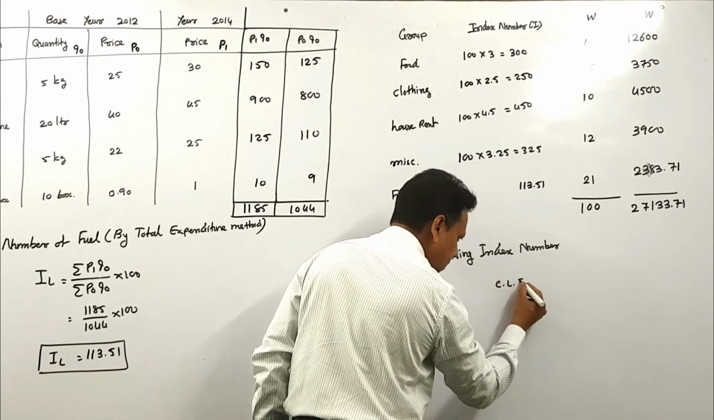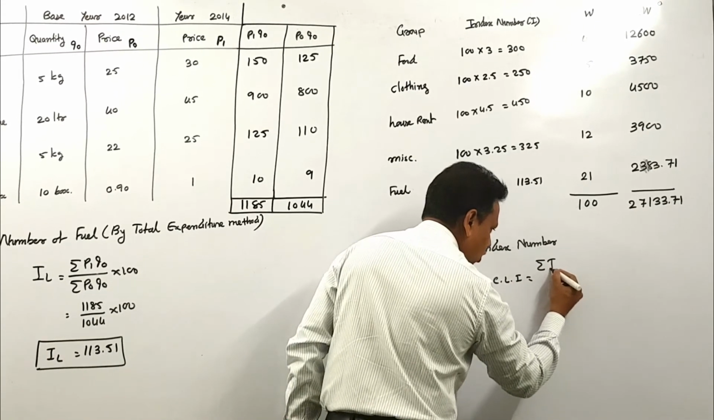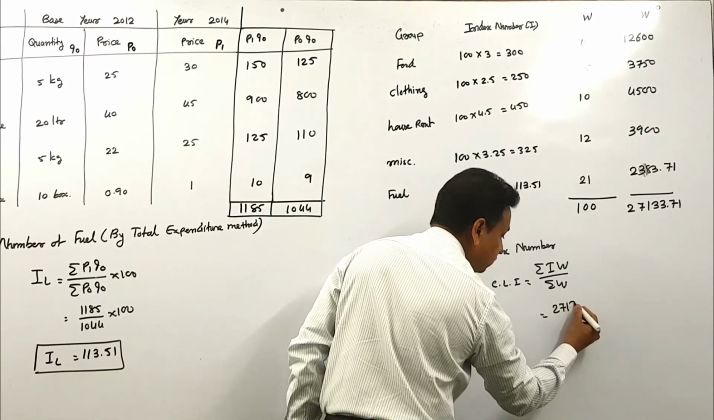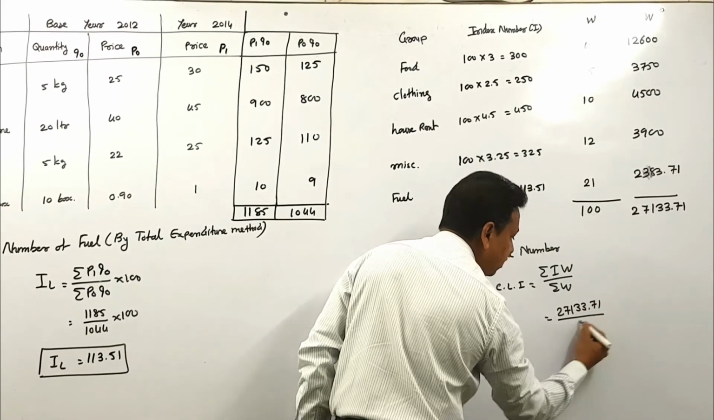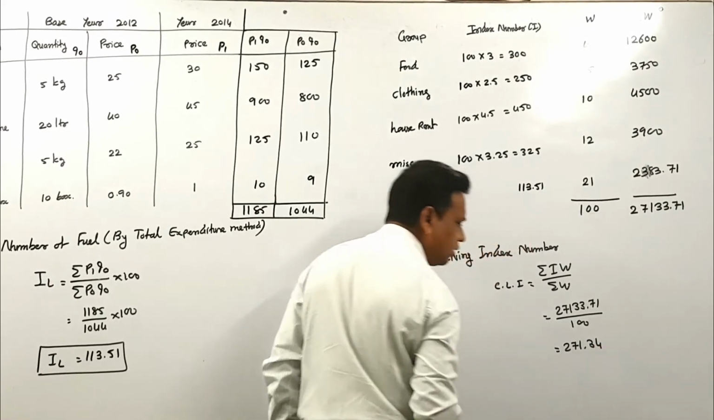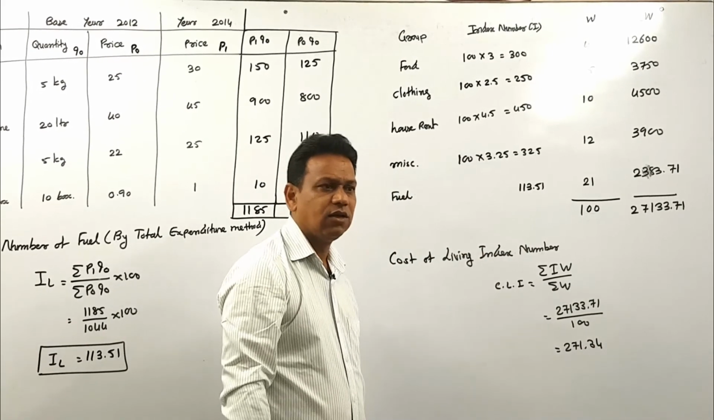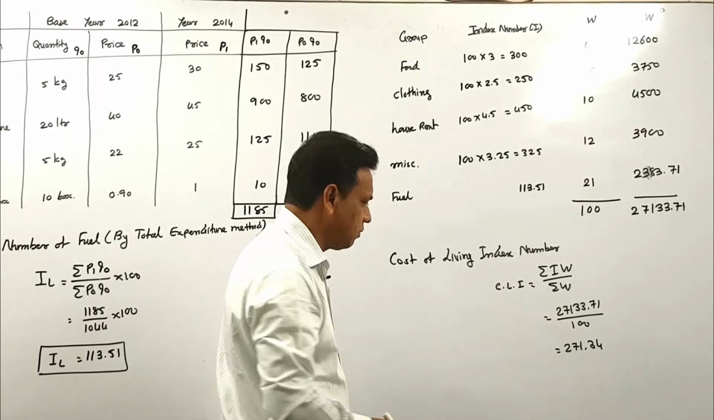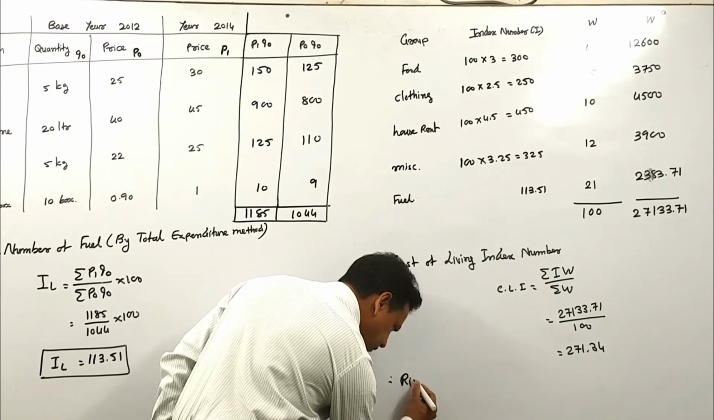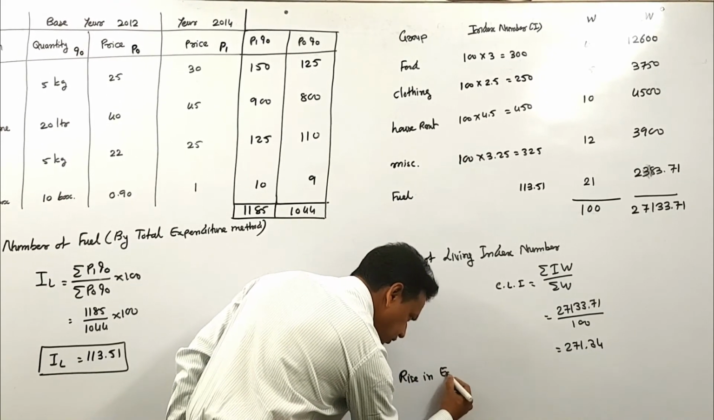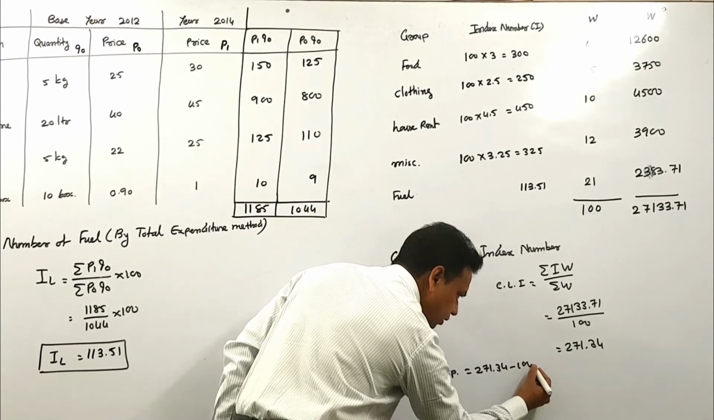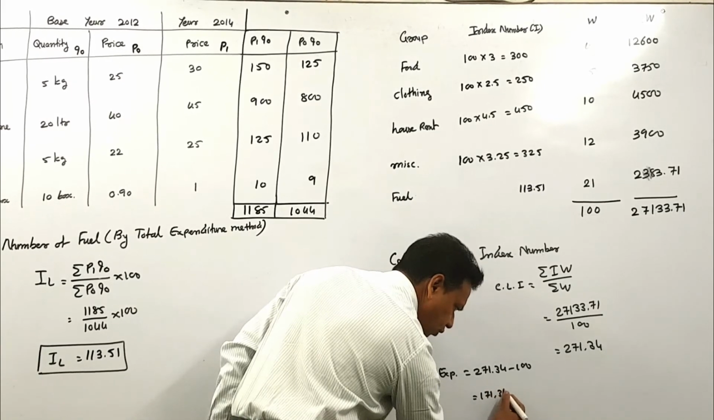It is CLI, sum of IW divided by sum of W. 27133.71 divided by 100, so our answer is 271.34. So the excess part shows there is a rise in expenses of the cost of living index number. How much is it? It is 171.34. So the rise in expense is equal to 271.34 minus 100, that is 171.